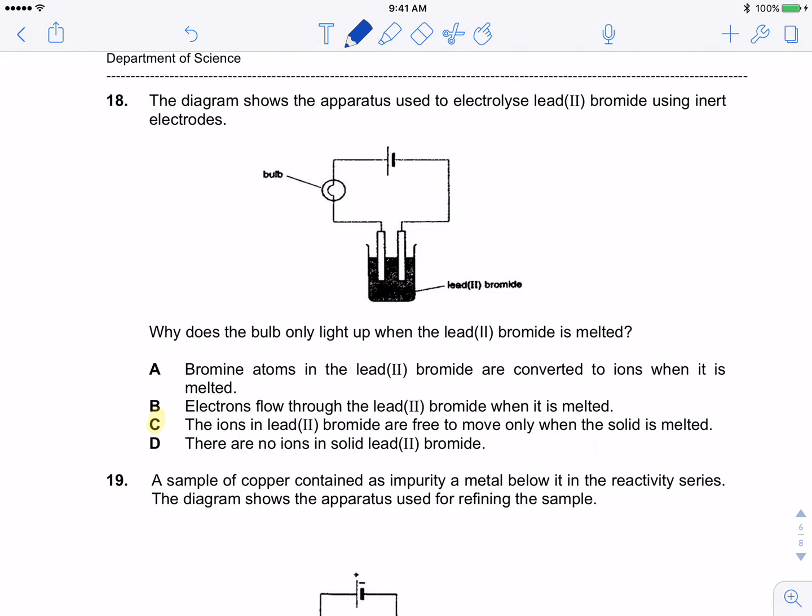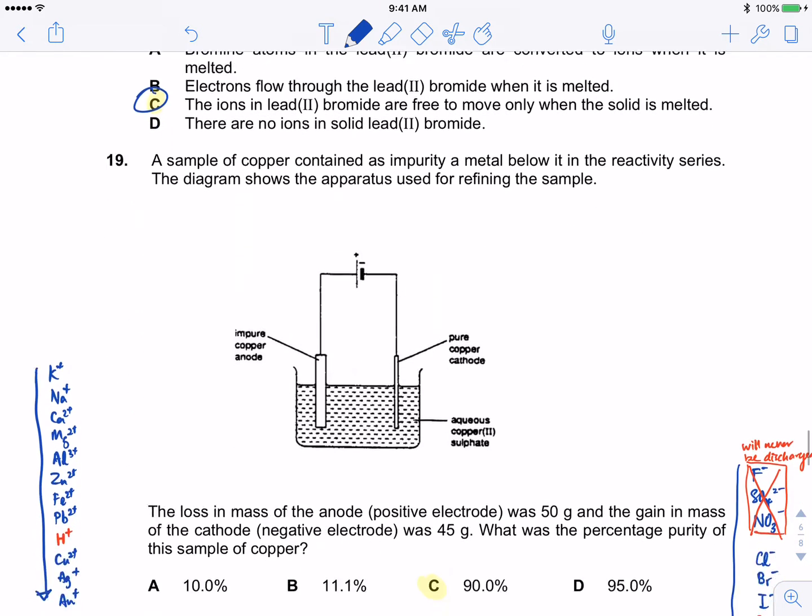Question 18. The diagram shows the apparatus used to electrolyze lead(II) bromide using inert electrodes. Why does the bulb only light up when it is melted? Very simple. Why must we have molten ionic compounds or aqueous ionic compounds? Because solid ionic compounds do not conduct electricity. Okay, answer is C. Yeah.